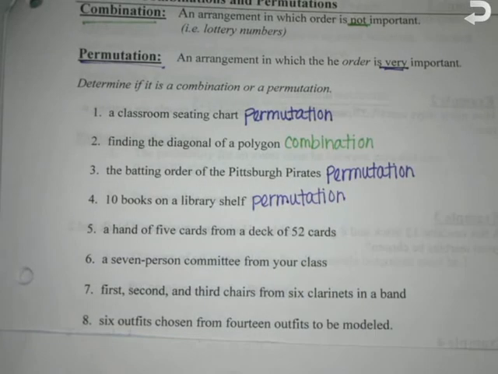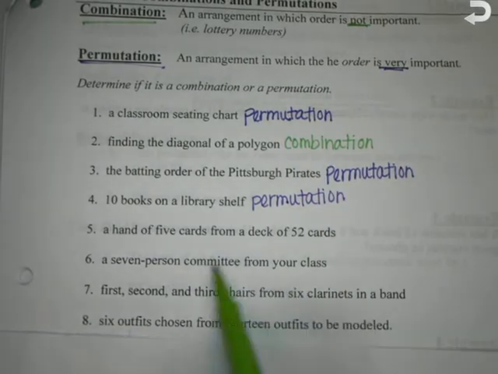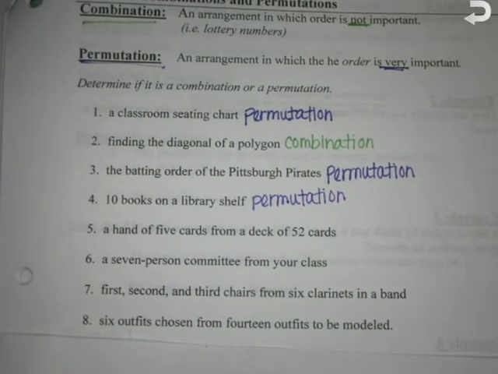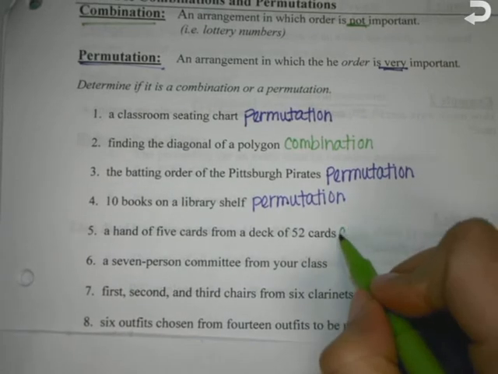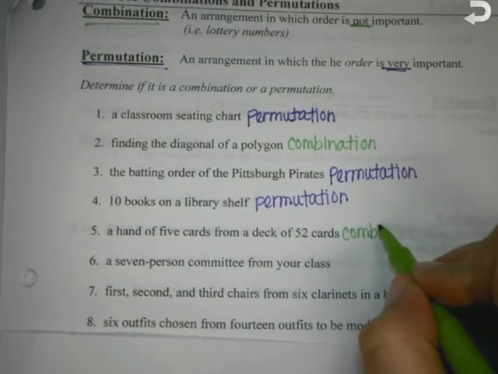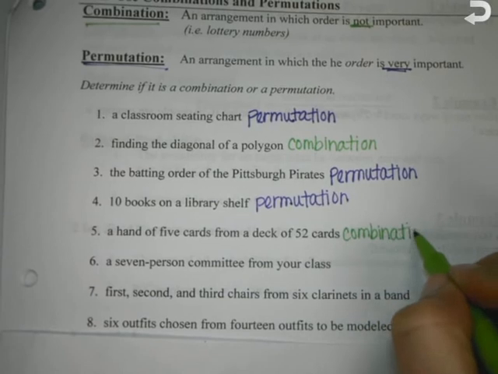A hand of 5 cards from a deck of 52 cards. If I have 3 kings and 2 queens, does it matter what order I have them arranged in? No. So it is a combination. It's just playing Go. Order still doesn't matter.